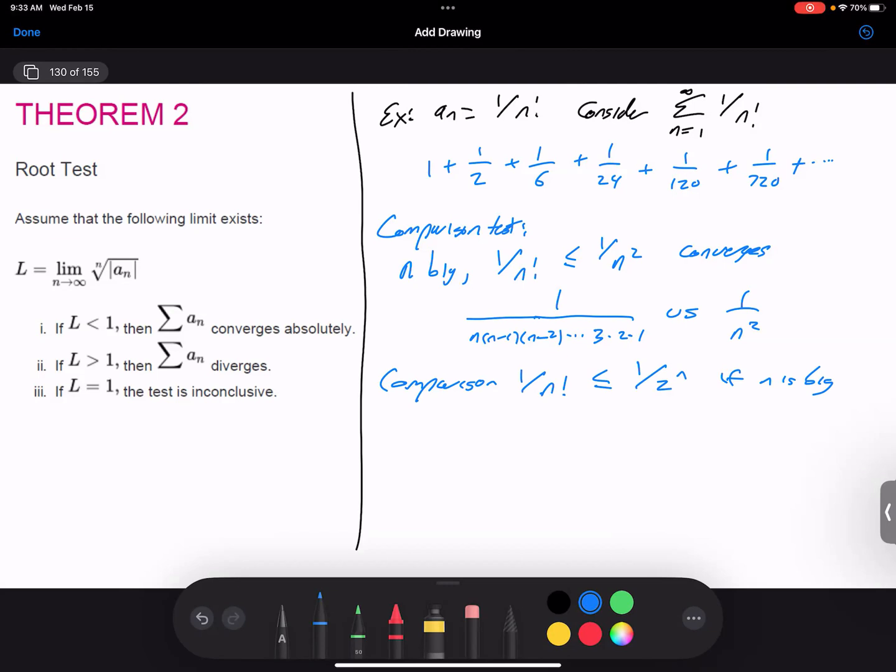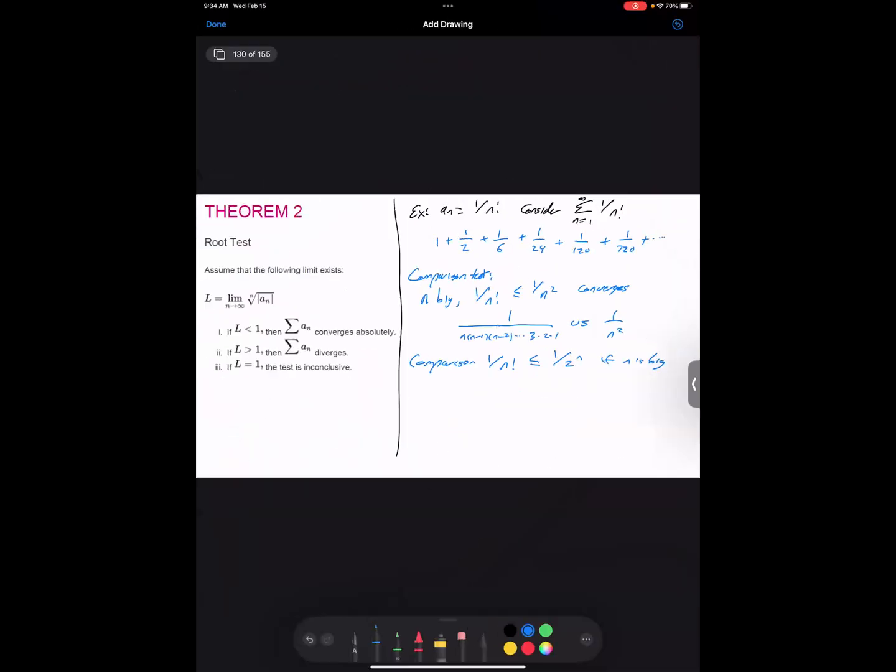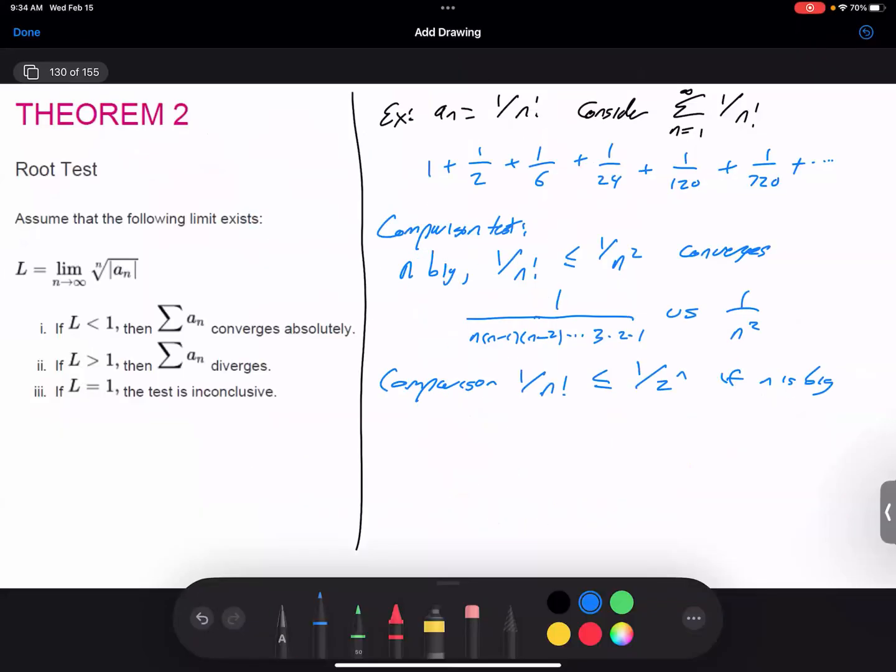Is 1 over n factorial always less than or equal to 1 over 2 to the n? No. If you take n equals 1, you would get 1. 1 is definitely not less than 1/2. If you take n equals 2, you get 1/2, which is not less than 1/4. n equals 3, 1/6 versus 1/8. Which is larger, 1/6 or 1/8?